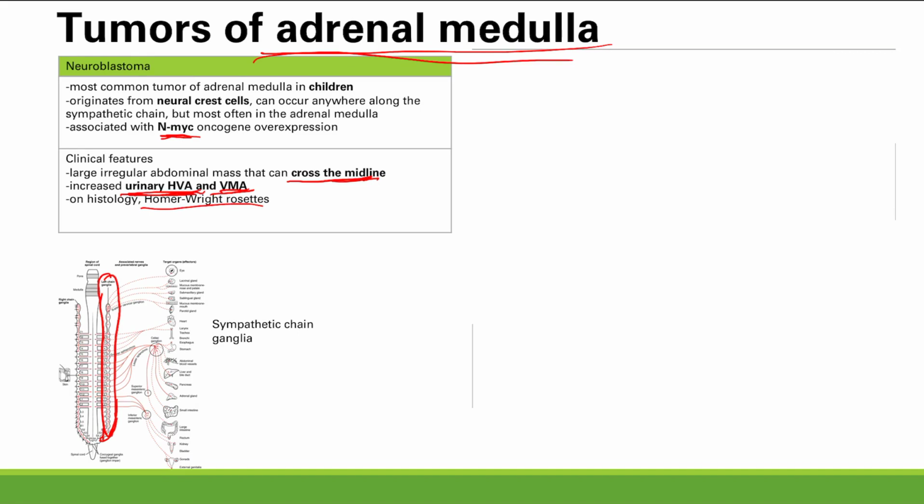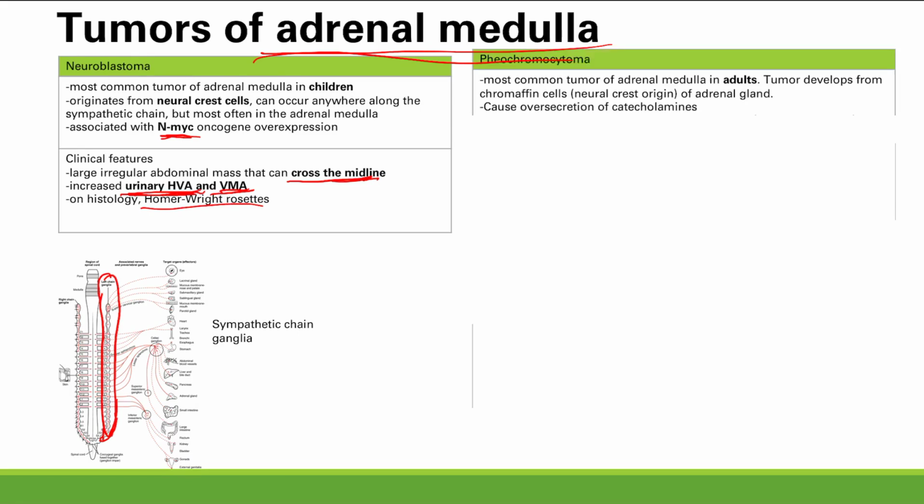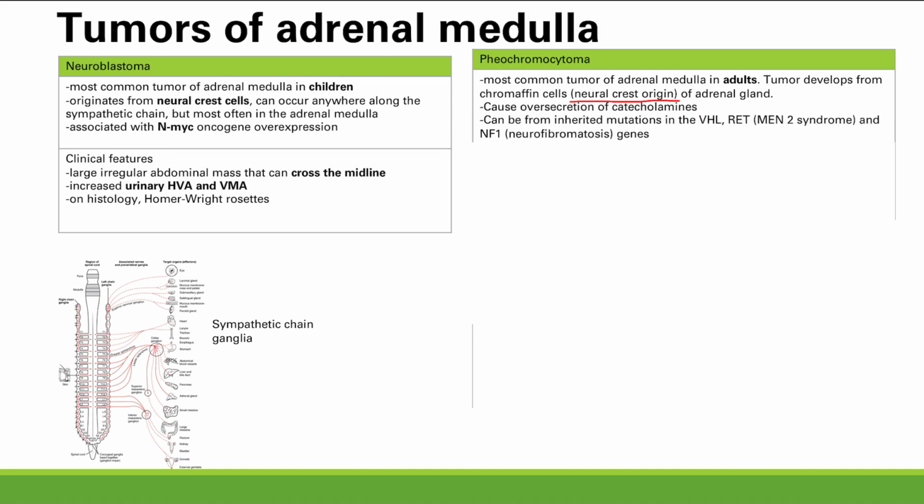Now, if you have adrenal medullary tumor in adults, it's most likely a pheochromocytoma. Let's erase this so you can see. And this develops from chromaffin cells, also of neural crest origin of the adrenal gland. And again, you get oversecretion of catecholamines, epinephrine, norepinephrine, dopamine. These all cause symptoms. Now, it can be associated with some inherited mutations, which unfortunately you need to memorize. VHL, von Hippel-Lindau syndrome. You get RET. Remember, RET is associated with the MEN syndromes. We're going to talk about that in a second. And then NF1, neurofibromatosis genes. This is actually lower yield, and I just want you to know that.